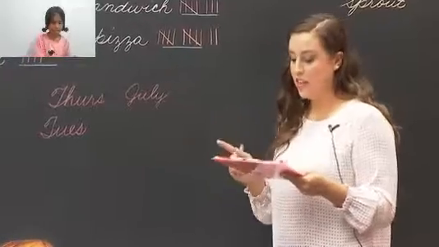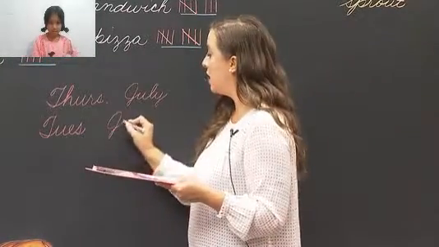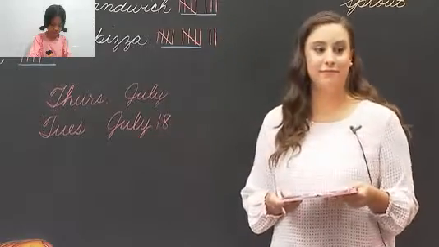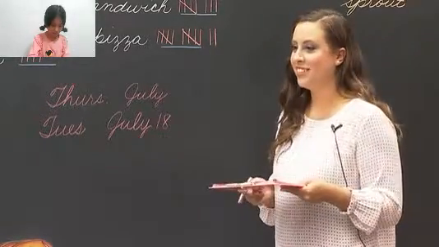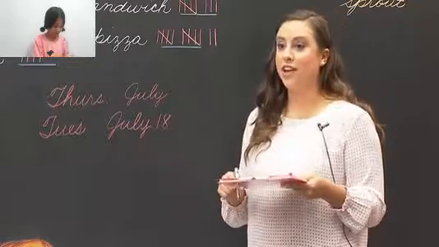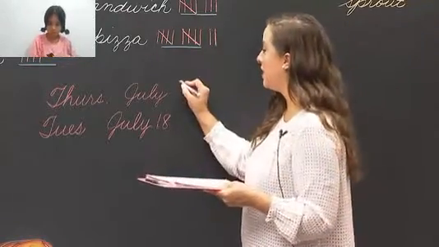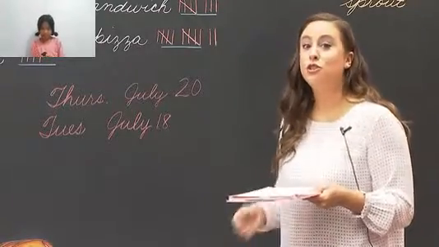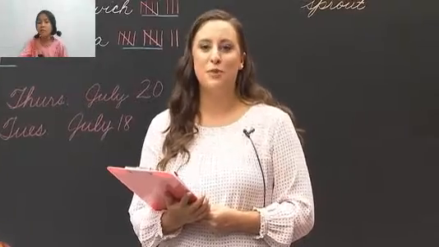Now, if the day that they left was July 18th, what day would that Thursday be? Emily? July 21st. Not 21st, but? 20th. 20th, exactly. So the Wednesday would be the 19th, and then the Thursday would be the 20th. Students watching, continue to practice those facts from the 5 multiplication family so that you'll be ready for our next lesson.